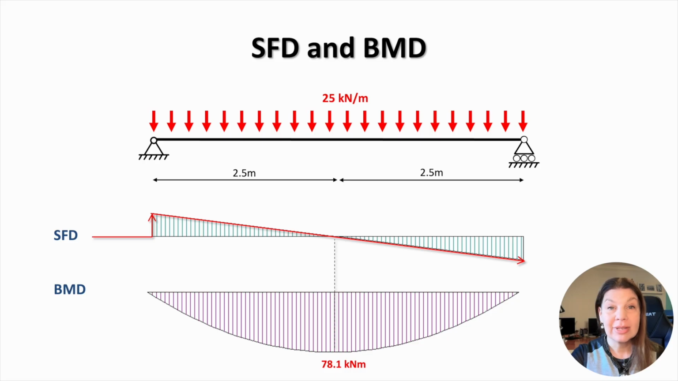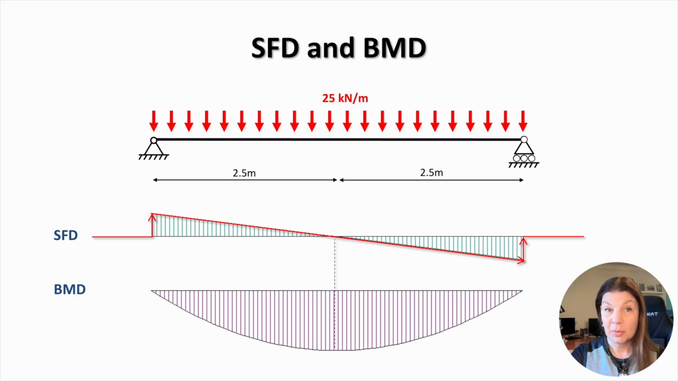At the right support, the level of the diagram decreases to minus 62.5 kilonewtons. The reaction force of 62.5 kilonewtons at the right support lifts the diagram from the level of minus 62.5 to zero. And on the right of the beam, the shear force diagram continues at zero. Let's now discuss the bending moment diagram. This diagram also starts on the left of the beam at zero.